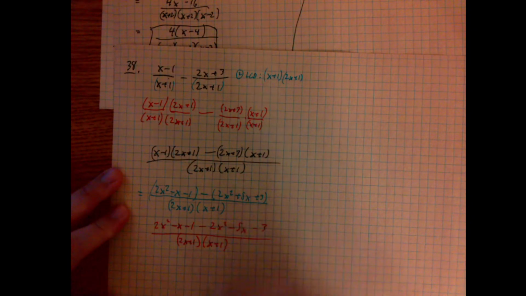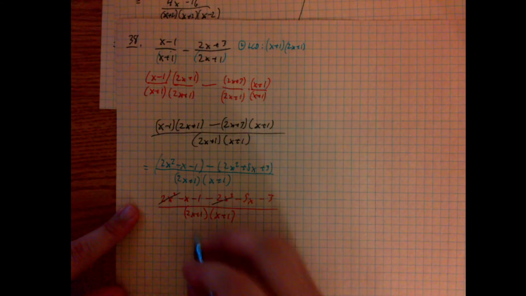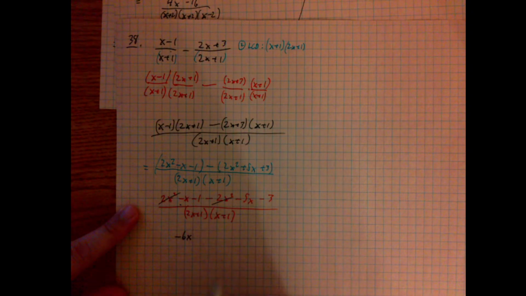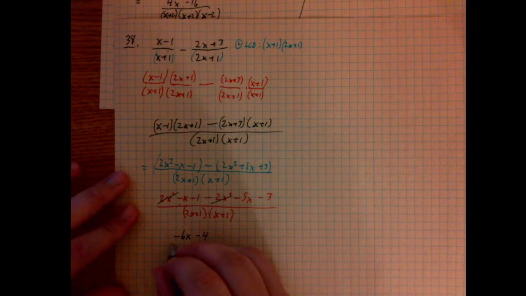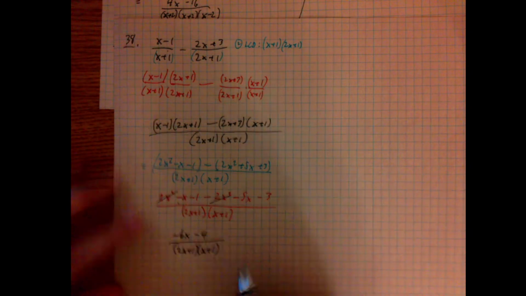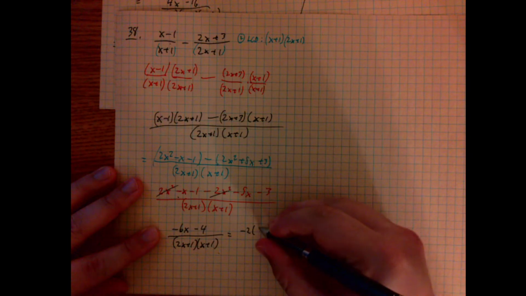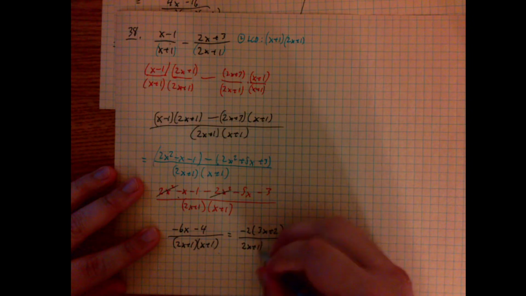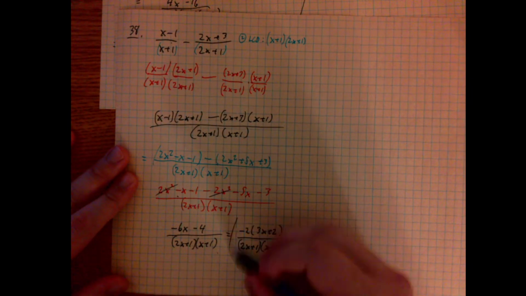times x plus 1. I then simplify what I can. The 2x squared and 2x squared cancel. We have negative x and negative 5x, which make negative 6x. We have negative 1 and negative 3, which become negative 4, all over 2x plus 1 times x plus 1. Now I do want to factor this top piece. I'll take a negative 2 out, leaving 3x plus 2, because there's a very small chance that it simplifies farther. Since nothing simplifies, this is the final solution.